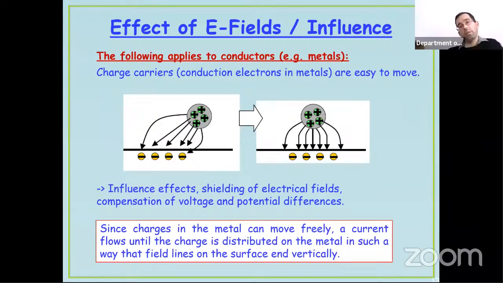What kind of effect does an electrostatic field have? The positive charges that create a positive electric field can attract negative charges. If we approach a positively charged object to a conductor, to a metal, then since this metal contains a lot of free charge carriers, electrons, these electrons quickly move into an orientation such that the field lines are perpendicular to the surface of the metallic object.